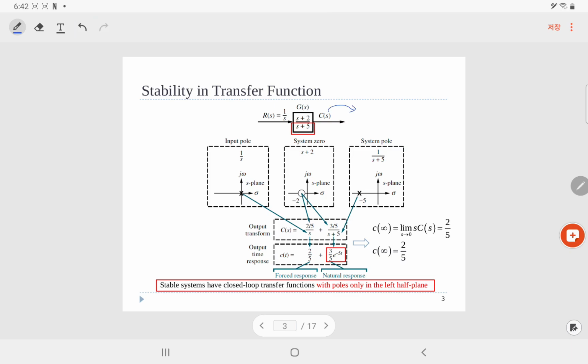Okay, so in this case the total response C of S can be written as C of S equals G of S times R of S. So this can be written as, numerator is S plus 2 and denominator is S times S plus 5. Okay. Then this C of S, this is the total response.